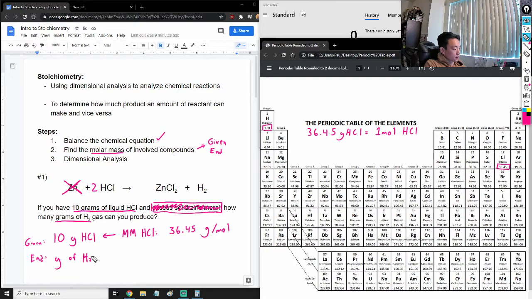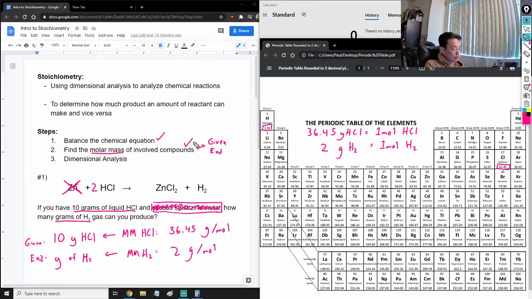Okay, for grams of H2, H2 is really easy. H is just 1, so 1 plus 1 is 2, so that means the molar mass of H2 is going to be 2 grams per mole. So what we can do here is just write 2 grams of H2 is equal to 1 mole of H2, sorry about that. Okay, so we did step 2.